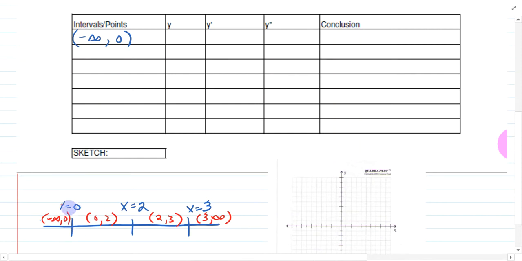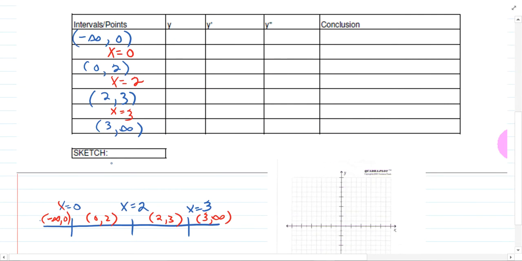And then we have x equals 0. That's going to come here. All right, our next interval is 0 to 2. Then we have x equals 2. Then we have an interval from 2 to 3. Then we have x equals 3 as we go down the bar. And then our last interval is 3 to infinity. All right, so we created the chart like we've been doing, and we just put it vertically this way.